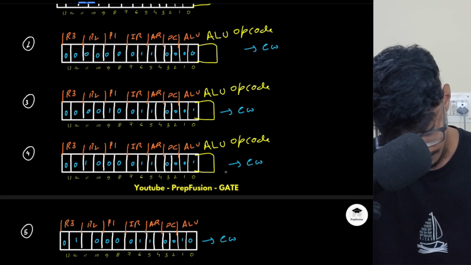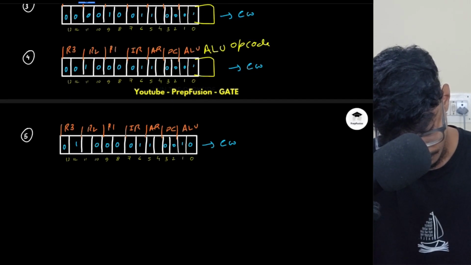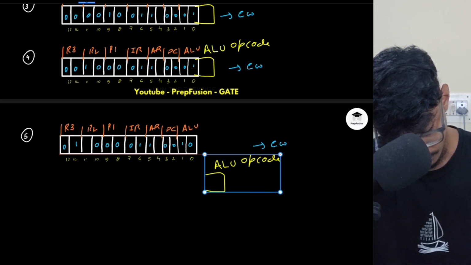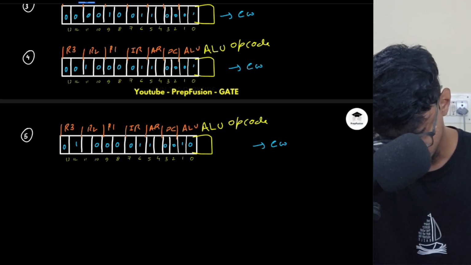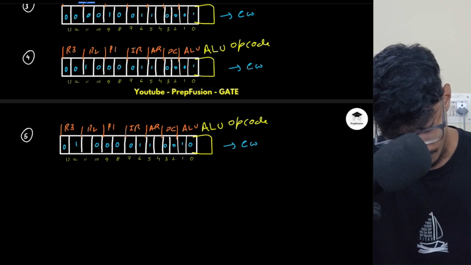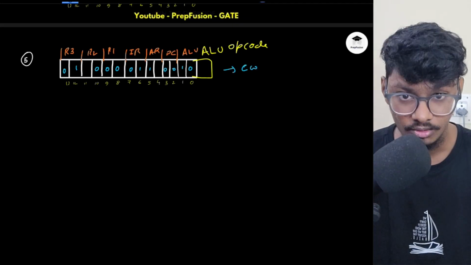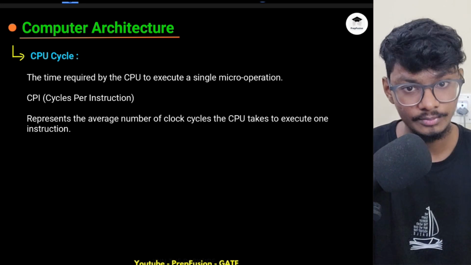You can ignore that. So this is how a control word gets generated. Let's now understand a new term, that is the CPU cycle. So what is a CPU cycle?